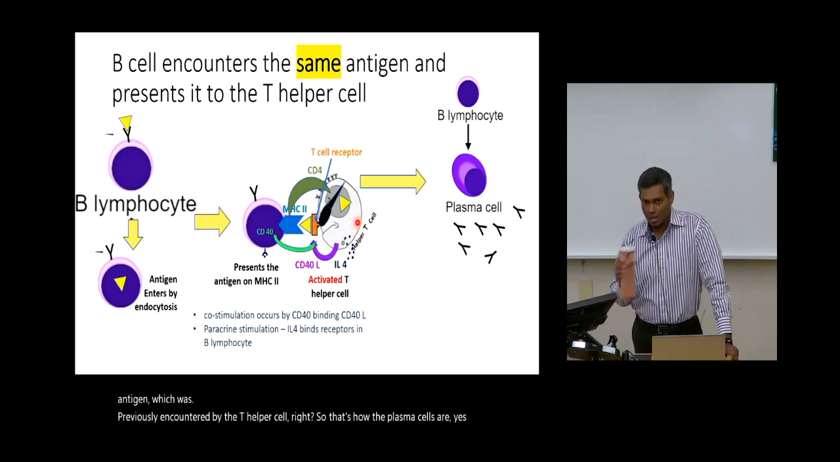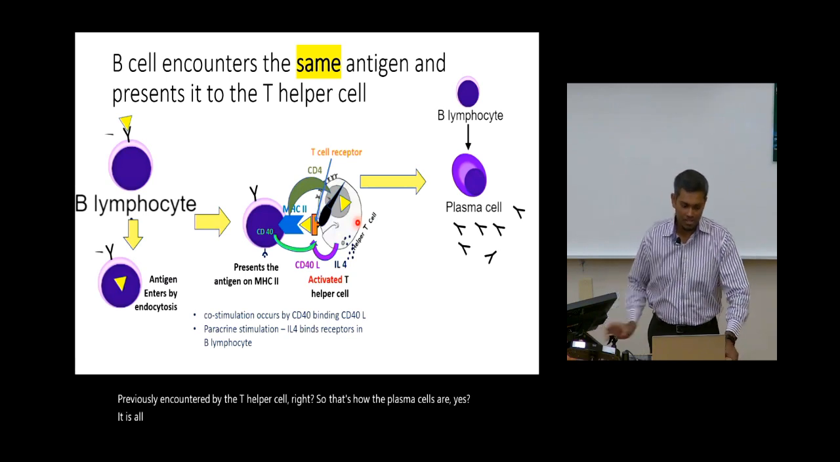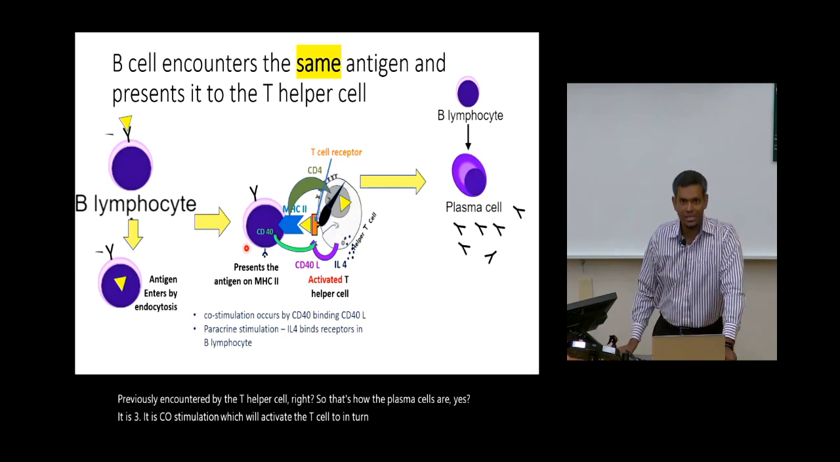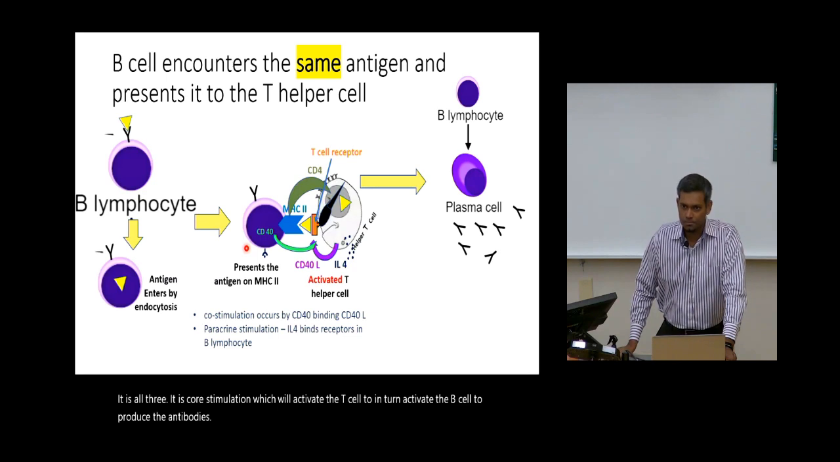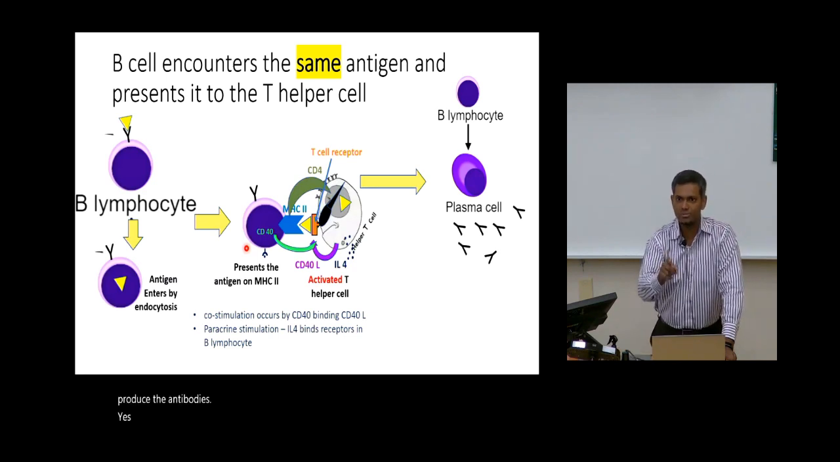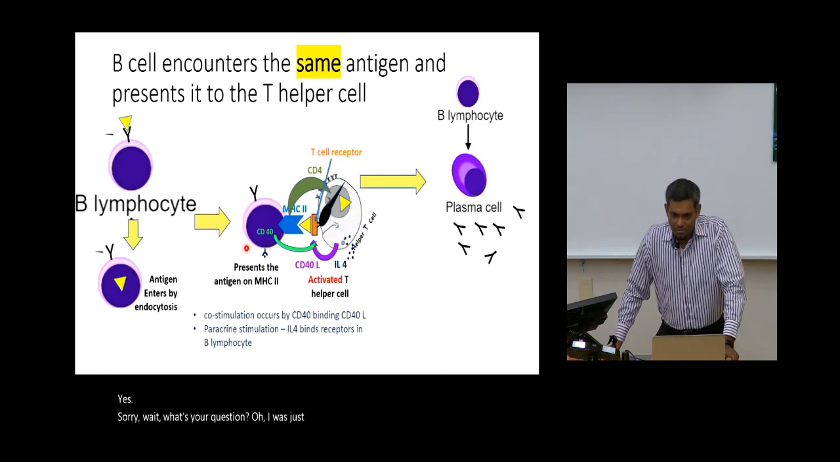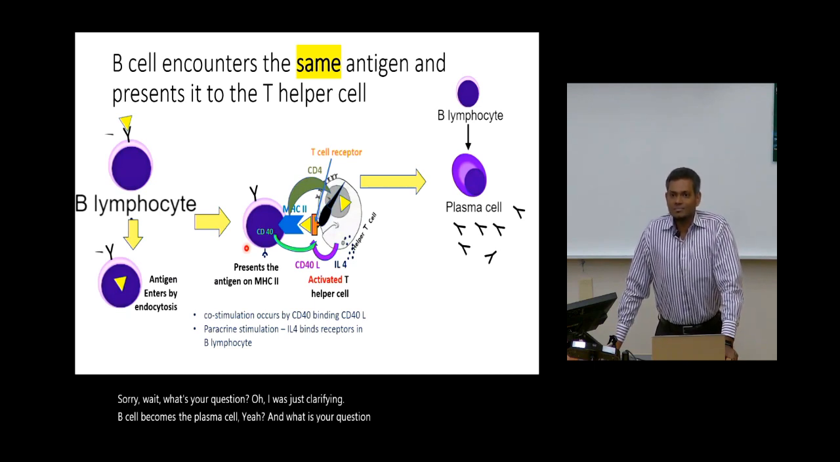Yes? So is it co-stimulation that activates the T cell? It is all three. It is a co-stimulation which will activate the T cell to in turn activate the B cell to produce the antibodies. Yes. Sorry, wait, what's your question? Oh, I was just clarifying. It's the B lymphocyte that then becomes the plasma cell? B cell becomes the plasma cell. Yeah. And what is your question? Is the T cell activated?